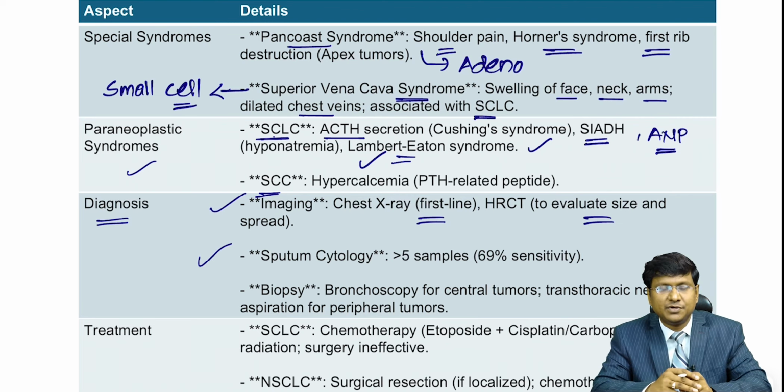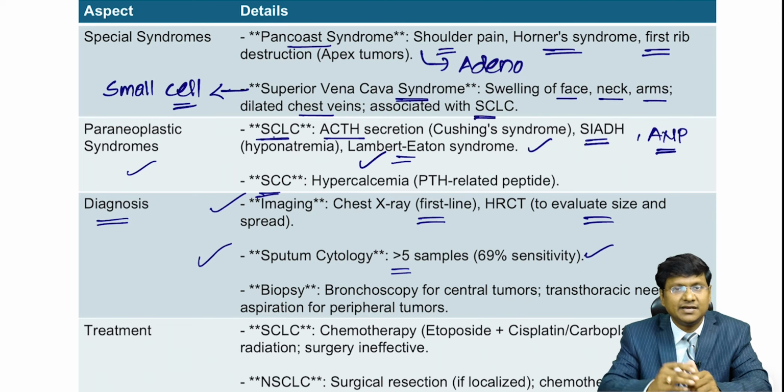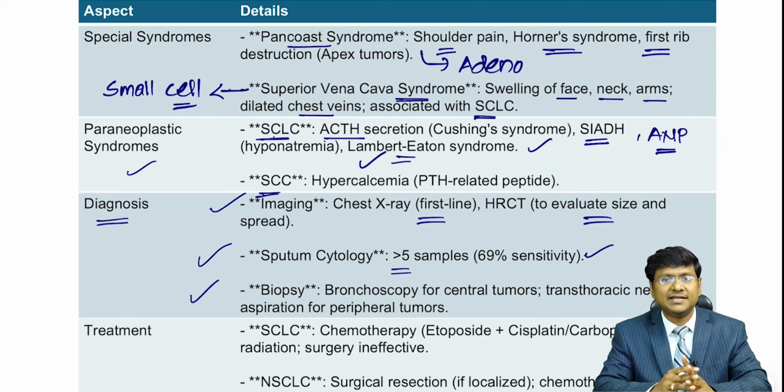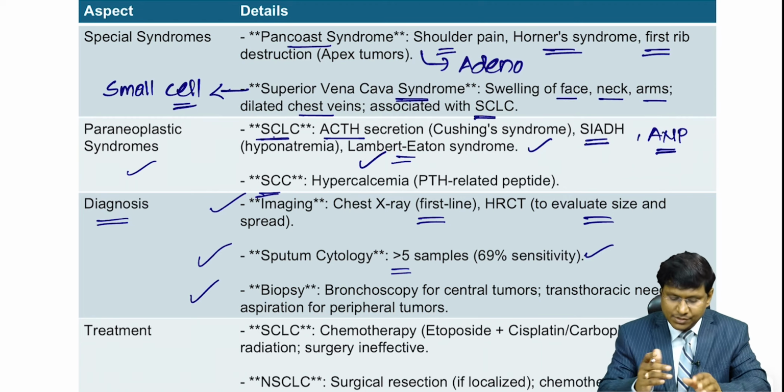Then, for sputum cytology, you require more than 5 sputum samples to be examined. When you examine more than 5 samples, the sensitivity to detect the malignant cells is nearly around 69%. Then what exactly is the investigation of choice? The investigation of choice will be the biopsy.